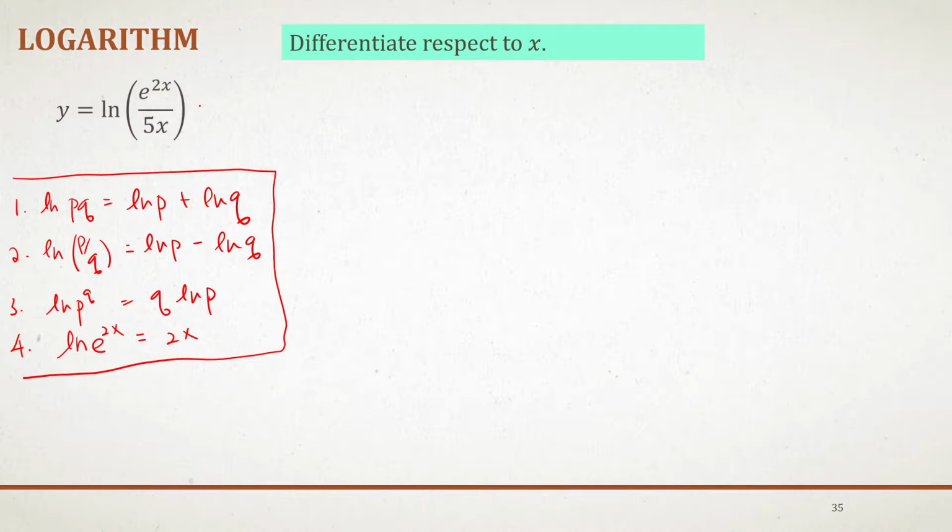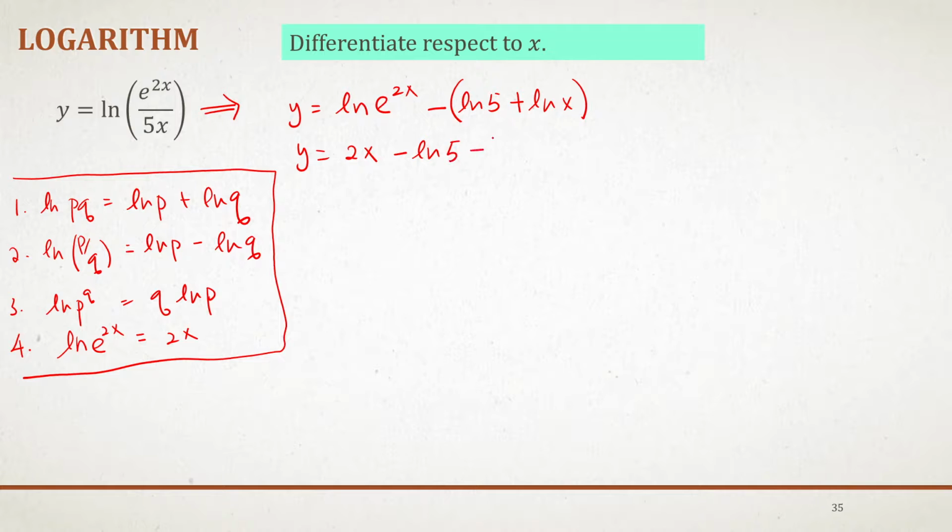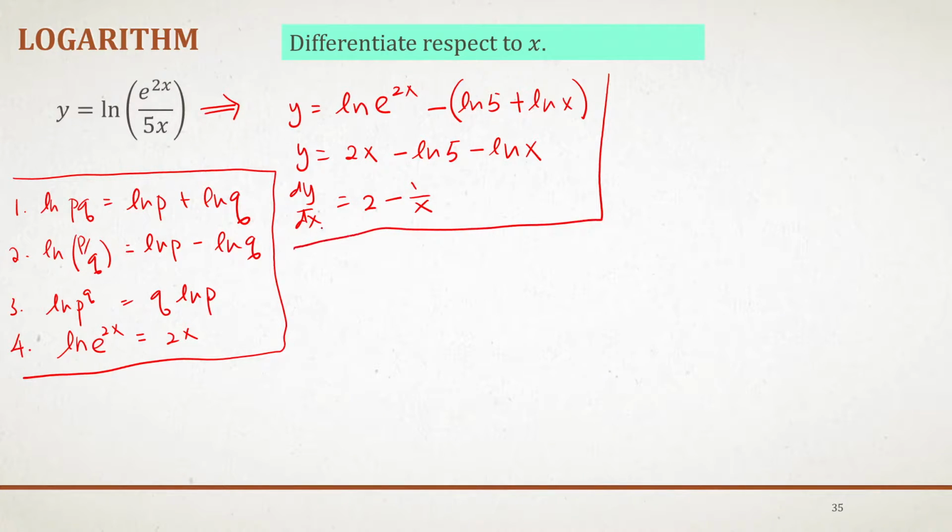Now, if I apply these rules to this question, my y can be separated as ln e to the power of 2x minus ln 5 plus ln x. After that, because of ln e to the power of 2x, I can rewrite it as 2x, so minus ln 5 minus ln x. Now I differentiate, and I will get 2 minus 1 over x. So now I have already solved this question.